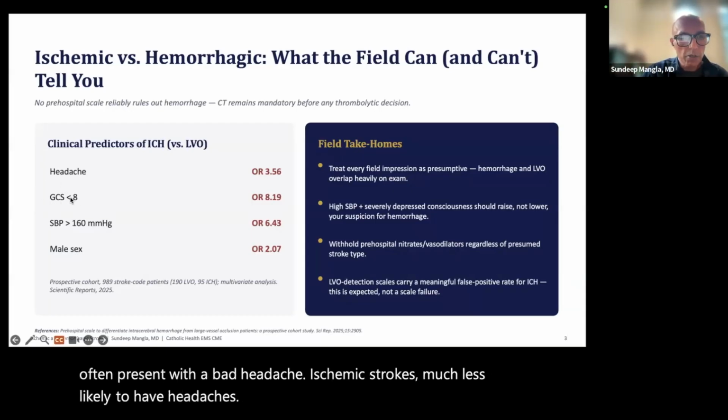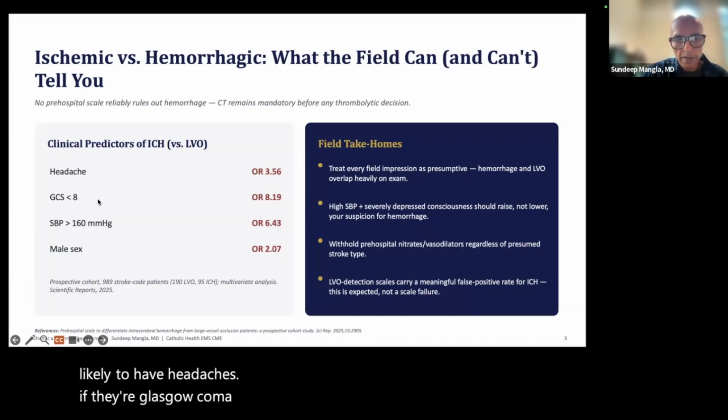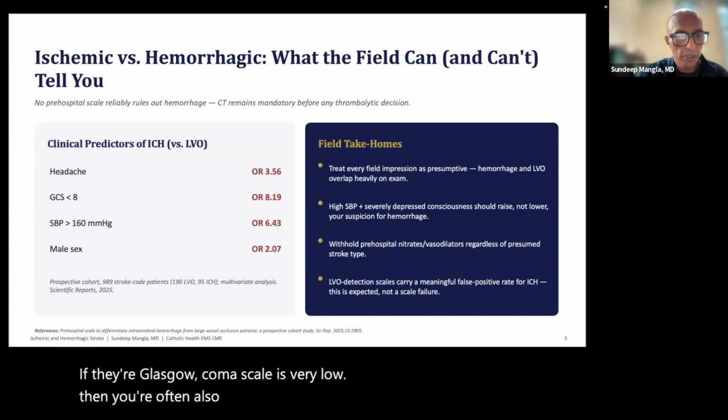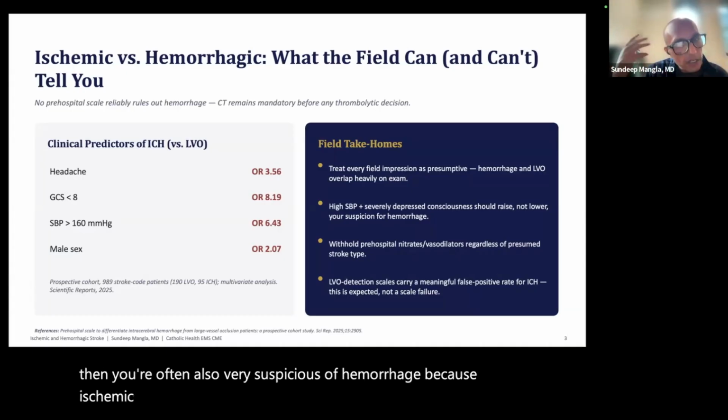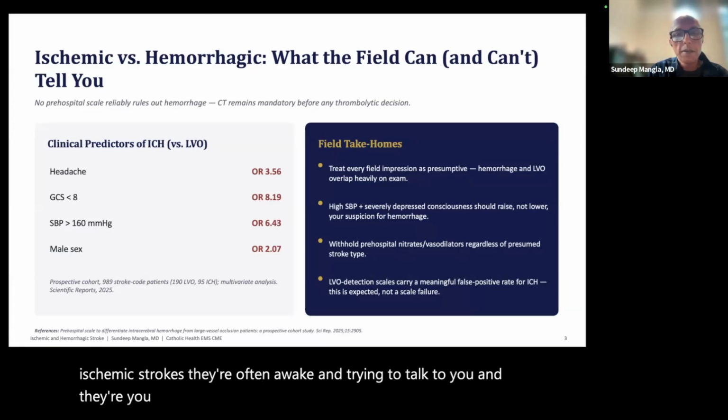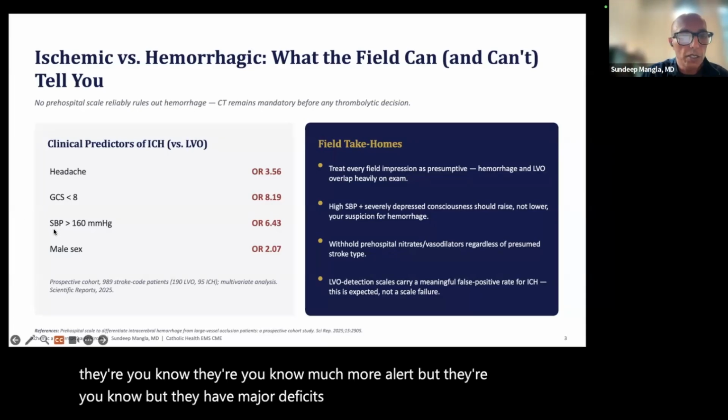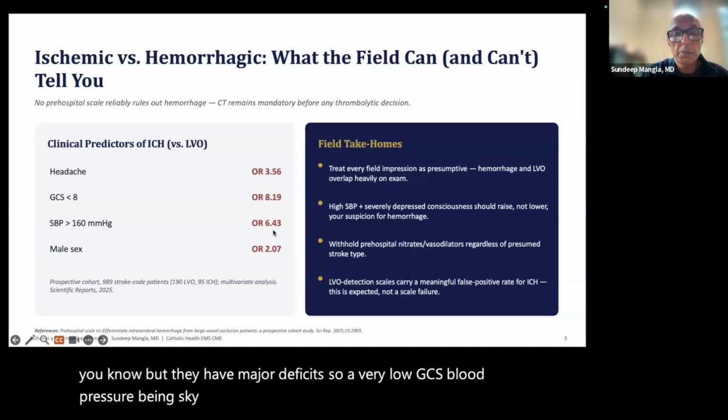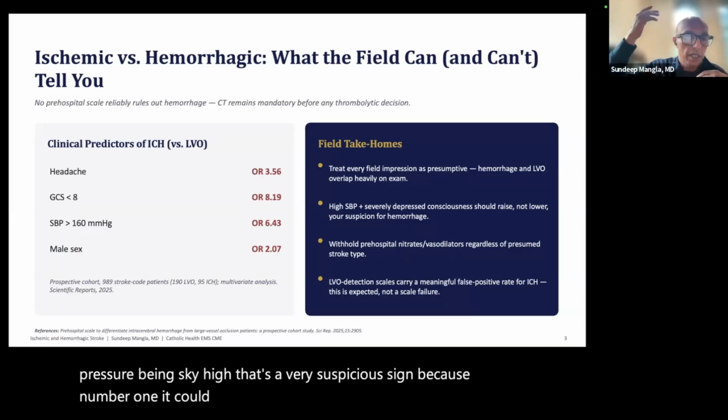If their Glasgow Coma Scale is very low, then you're often also very suspicious of hemorrhage, because ischemic strokes, they're often awake and trying to talk to you, and they're much more alert, but they have major deficits. So a very low GCS, blood pressure being sky high, that's a very suspicious sign because number one, it could be hypertension that caused the bleeding.